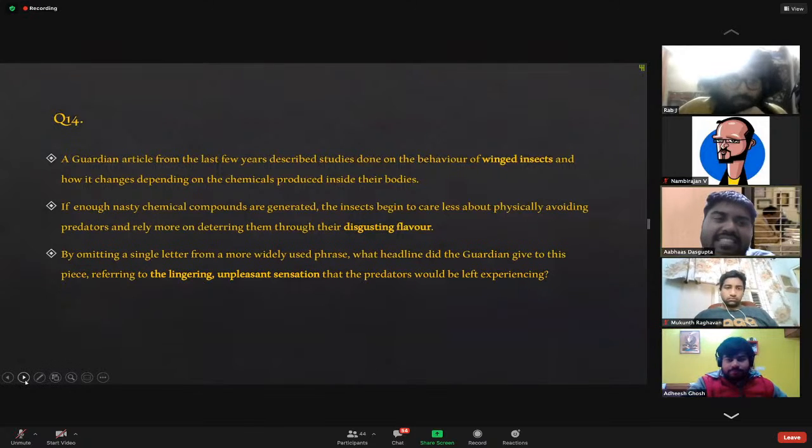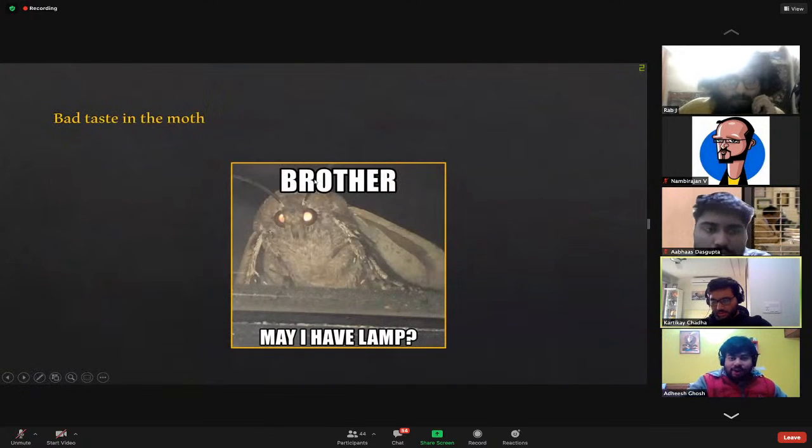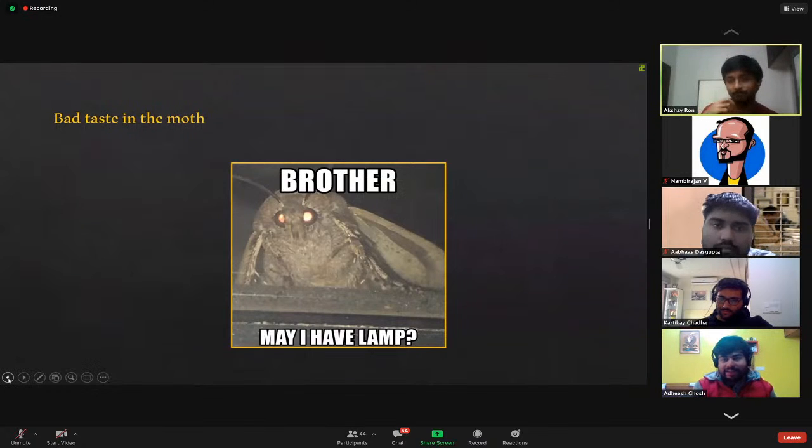Bad taste in the mouth. "Bad taste in the mouth" gets you full points, instead of "bad taste in the mouth" as we usually say. And that original phrase also applies very well because they're eating something very nasty, which in this case happens to be moths.